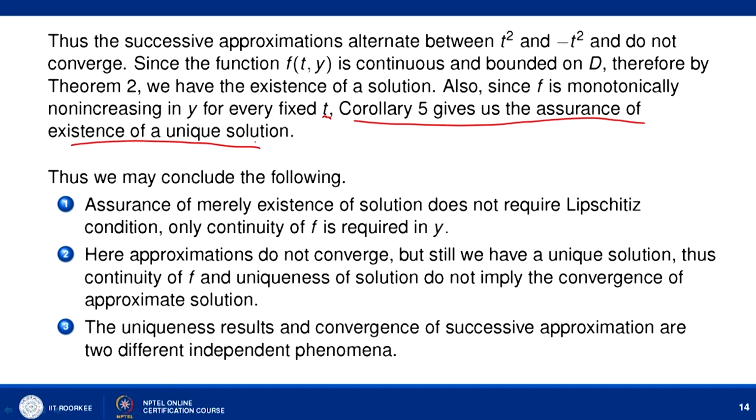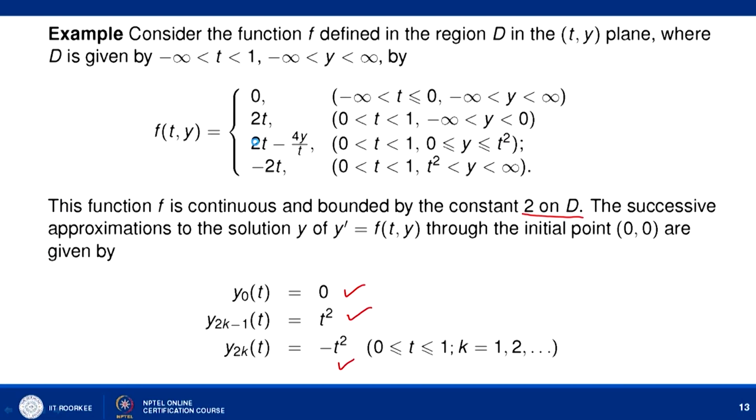of this particular problem. So here we can say that the successive approximations do exist, but they will not converge to a solution, but still this problem has a solution, and not only does a solution exist, it will have a unique solution. So how do we find this y naught t equal to 0 and y_k equal to t square? I will just show you this condition.